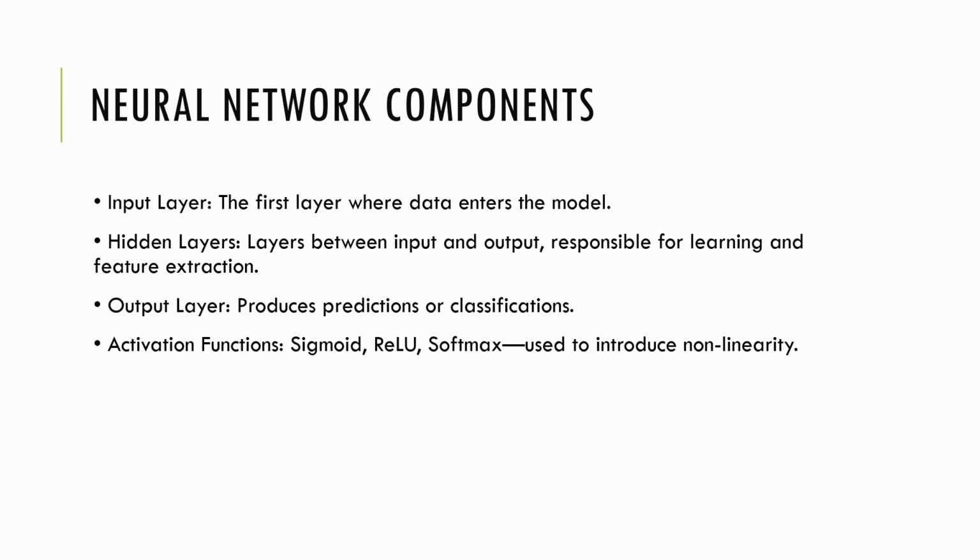A neural network consists of several key components. The input layer is where data enters the model. The hidden layers are responsible for processing the input, extracting features, and learning from the data. Finally, the output layer produces the prediction or classification. We also use activation functions such as ReLU, sigmoid, or softmax to introduce non-linearity, allowing the network to learn more complex patterns.